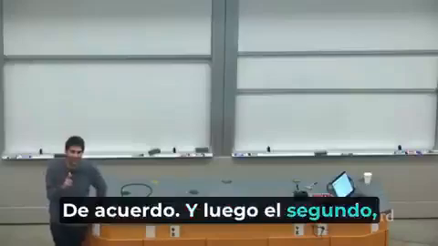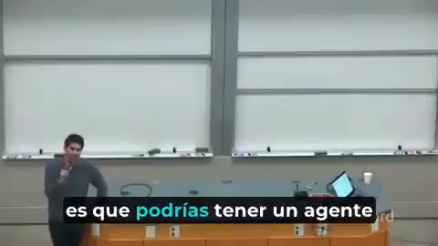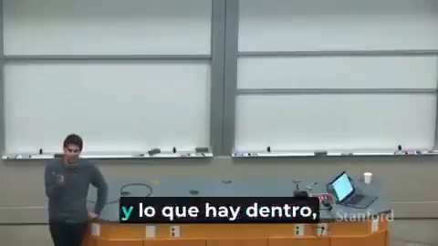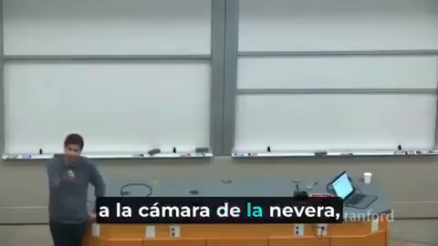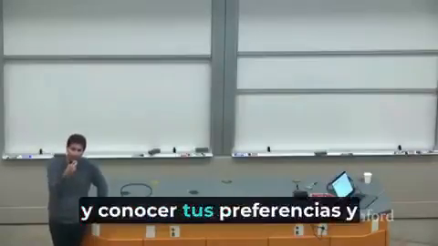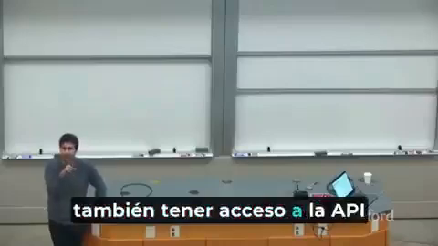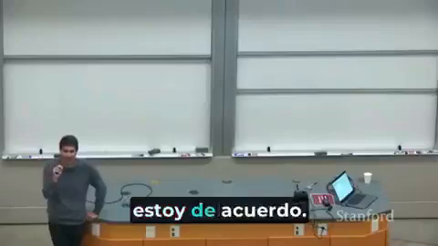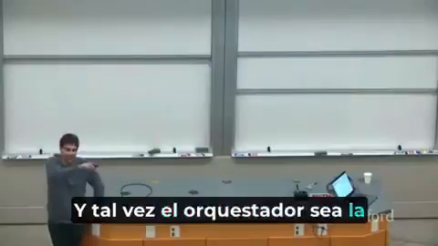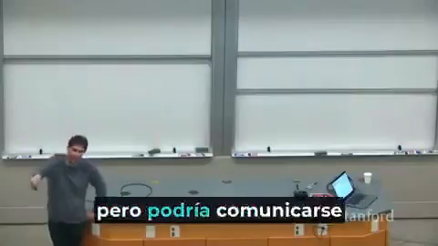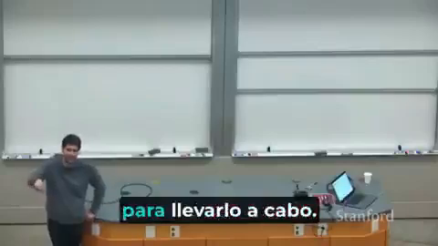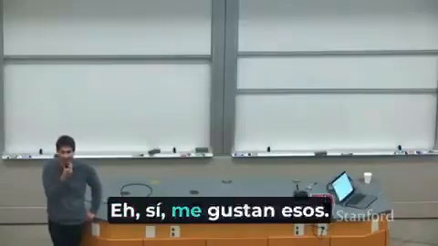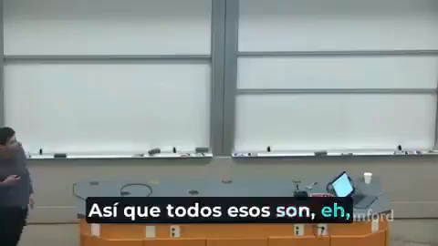And then the second one, which I also like, is you might have an agent that looks at your fridge and what's inside, and it might actually have access to the camera in the fridge, for example, and know your preferences, and also has access to the e-commerce API to order Amazon groceries ahead of time. I agree. And maybe the orchestrator will be the communication line with the user, but it might communicate with that agent in order to get it done. Yeah, I like those. So those are all really good examples.